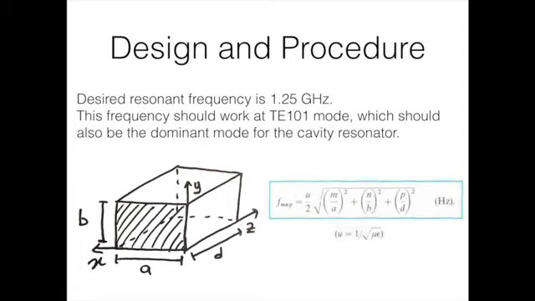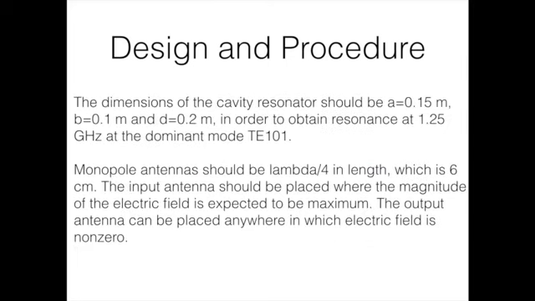The diagram on the left shows the dimensions of the cavity resonator as A, B, and D, and the formula on the right is used to calculate the cavity resonator resonance frequency. So I calculated using this formula my dimensions A, B, and D, and they should be 15 centimeters, 10 centimeters, and 20 centimeters respectively, in order to obtain resonance at 1.25 GHz at the dominant mode TE101.